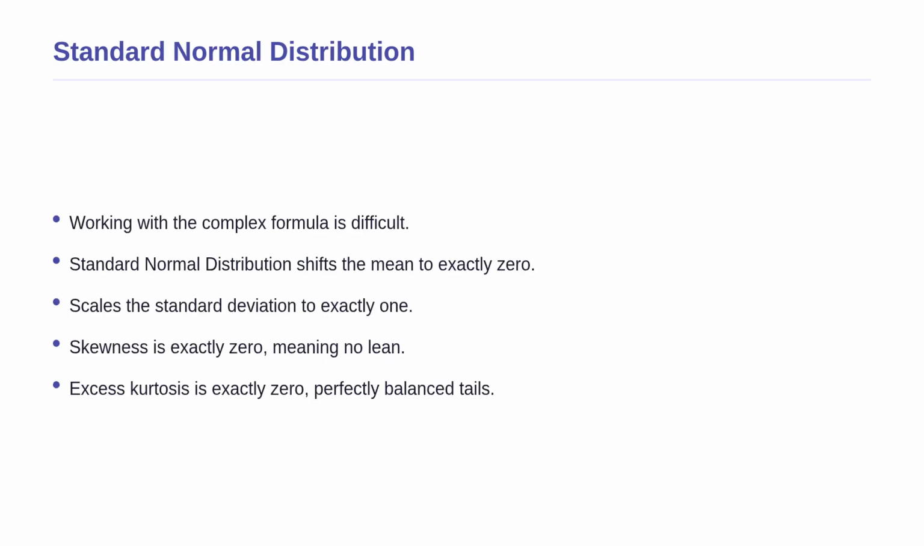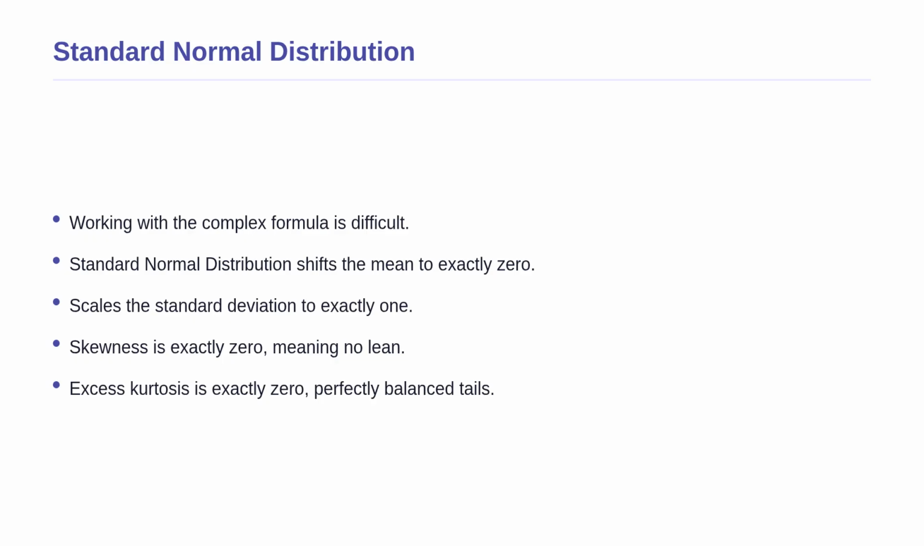Working directly with that complex formula every time is incredibly tedious. To solve this, statisticians created a simplified baseline called the standard normal distribution. We shift the entire curve so the mean sits exactly at 0, and we scale it so the standard deviation is exactly 1. This allows us to use pre-calculated tables instead of doing calculus.